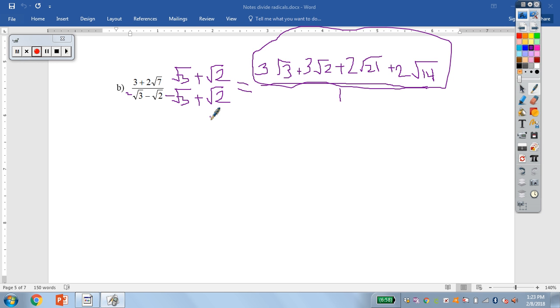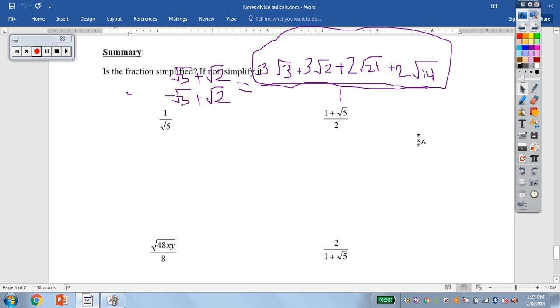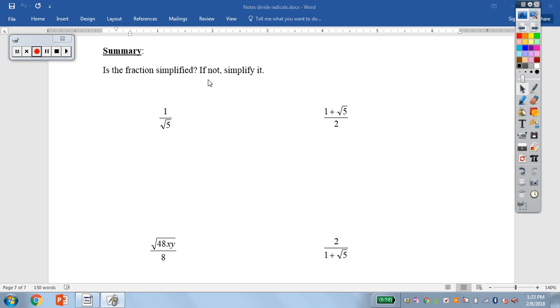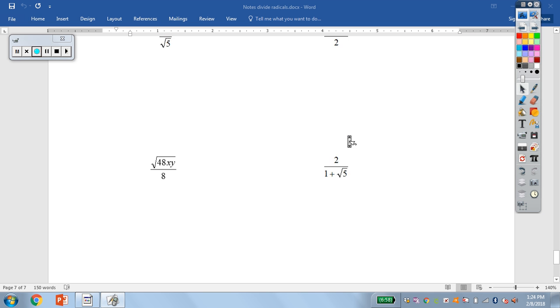So what I want you to do now is finish the practice problems and the last page, which is the summary, where you have to say, is the fraction simplified or not? And that goes in general. So like here's the one you can see that goes with this notes packet, but then you got to use your prior information to figure out if these other ones are simplified.